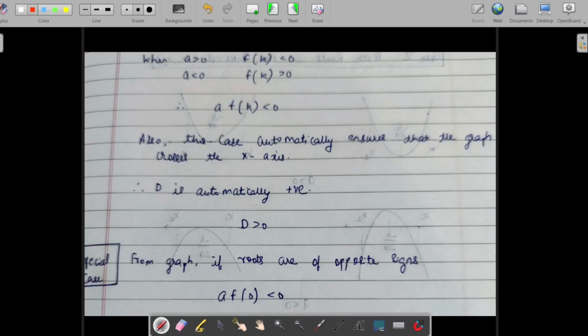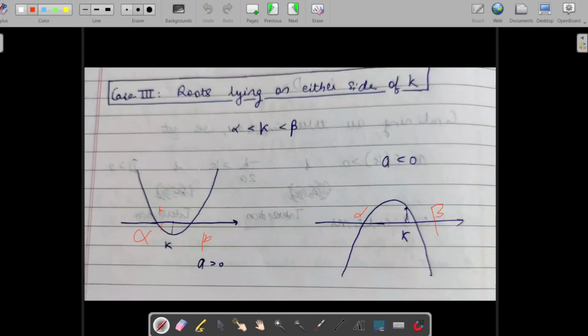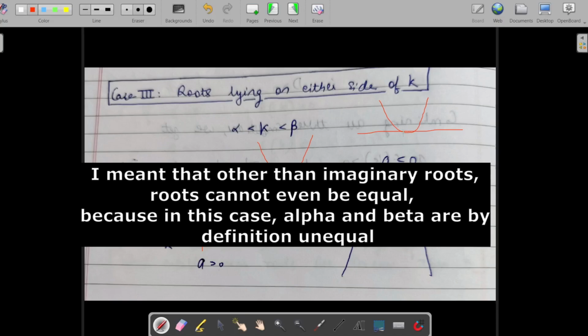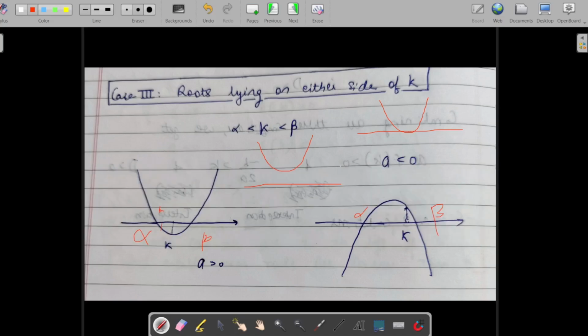Now, the beauty of this case is that it automatically ensures that the graph crosses the x-axis. Why? Let's say you have imaginary roots, a case like this, okay? Or let's say you have equal roots. Here, it doesn't make sense to have k if there is no real alpha and beta, you cannot even compare k. And even if there is a k, then you cannot have equality because alpha and beta are both equal. So this case does not make sense. So in any case, this too cannot be a possibility when roots are lying on either side of k.